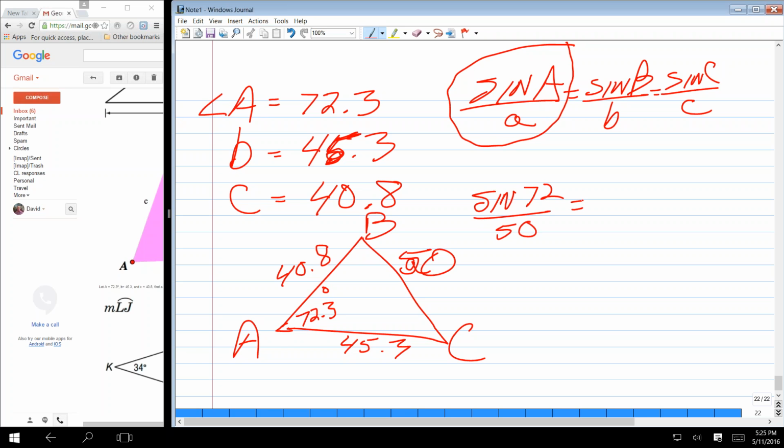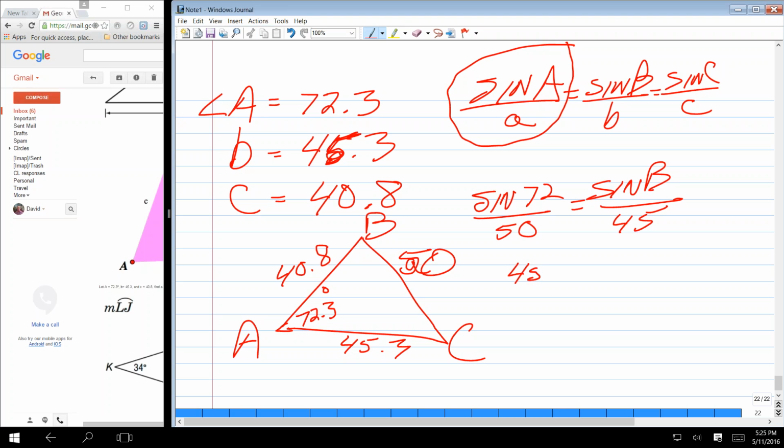Well, what's the next thing we want to solve for? Let's solve for angle B. Okay, so I'm going to say the sine of B over 45. Now there's only one unknown here, and that's B. So I'm going to be able to solve for angle B. Although it's a little tricky, let's just go through that.